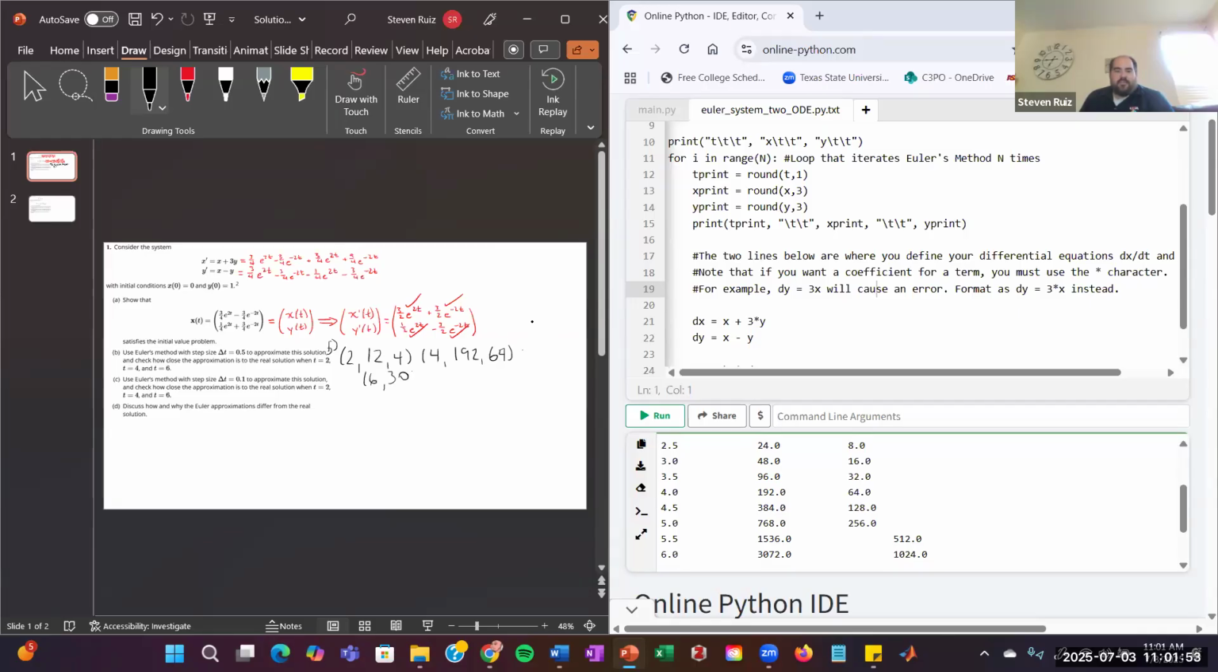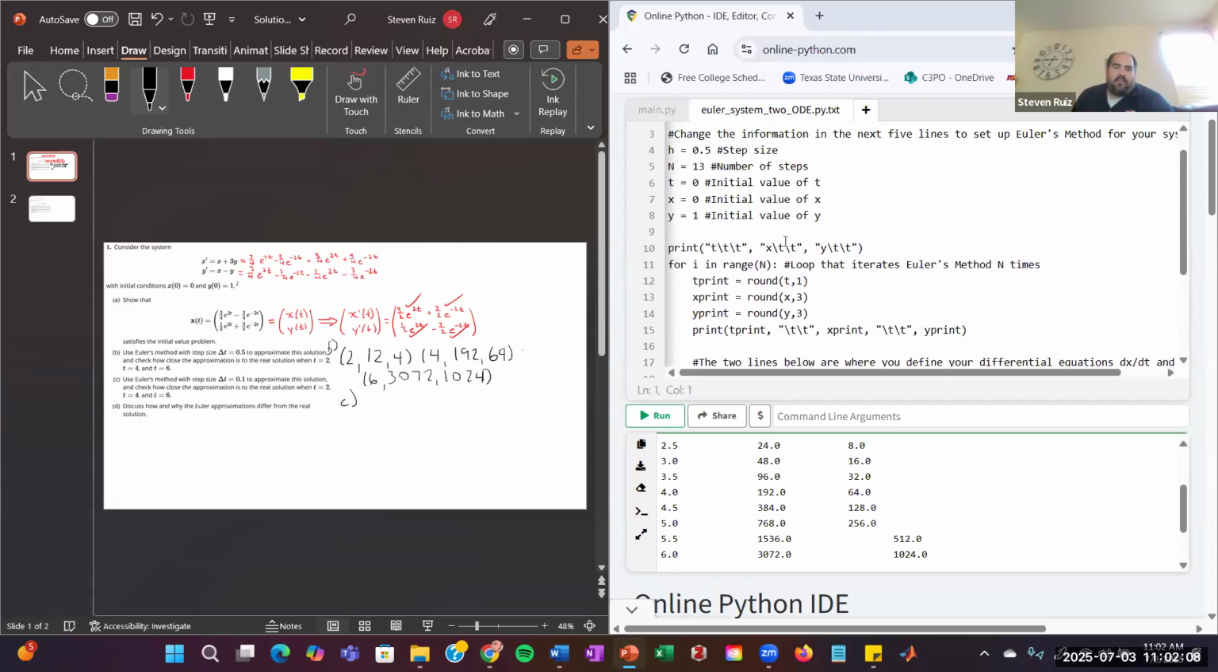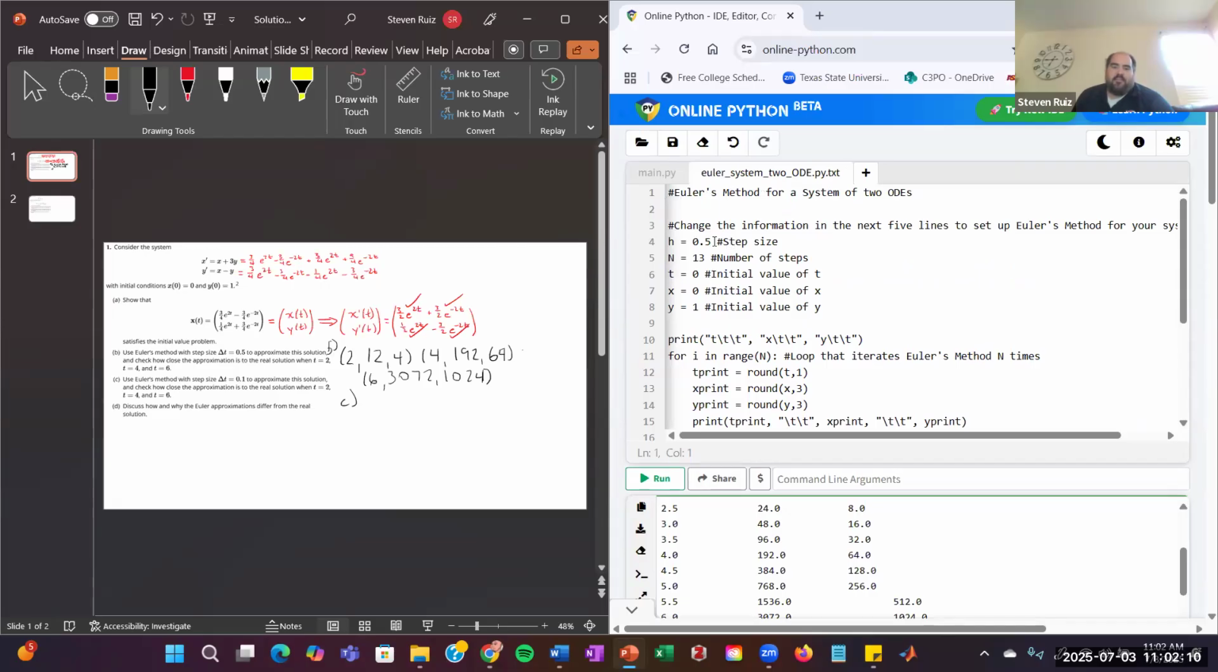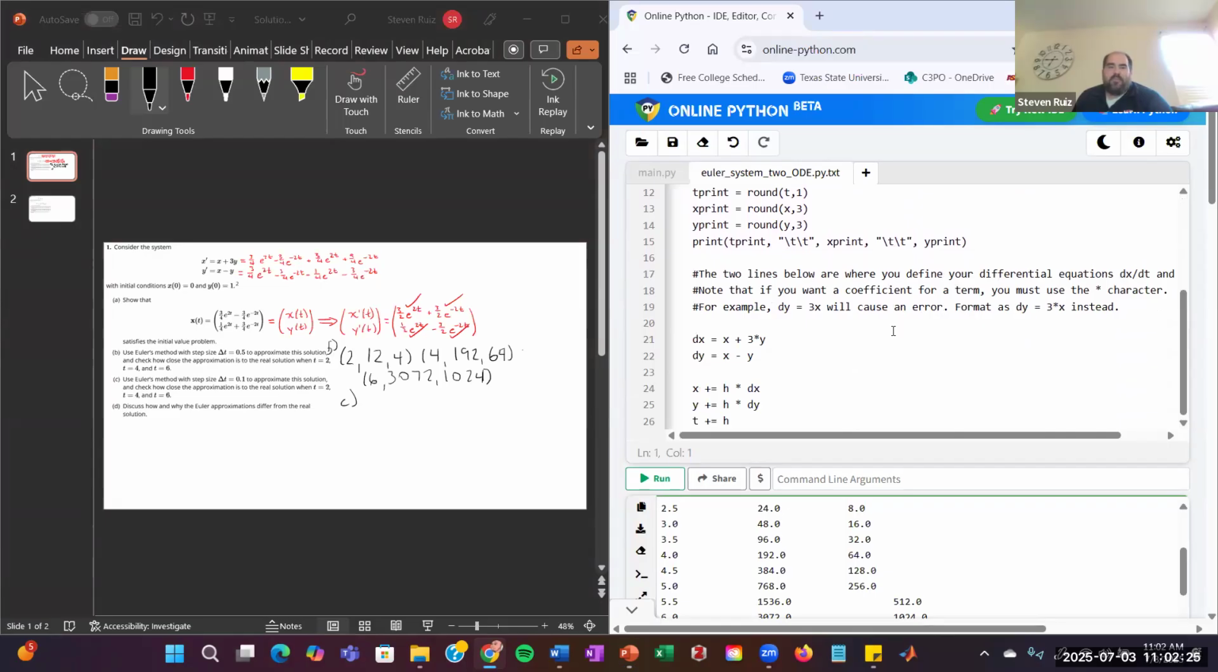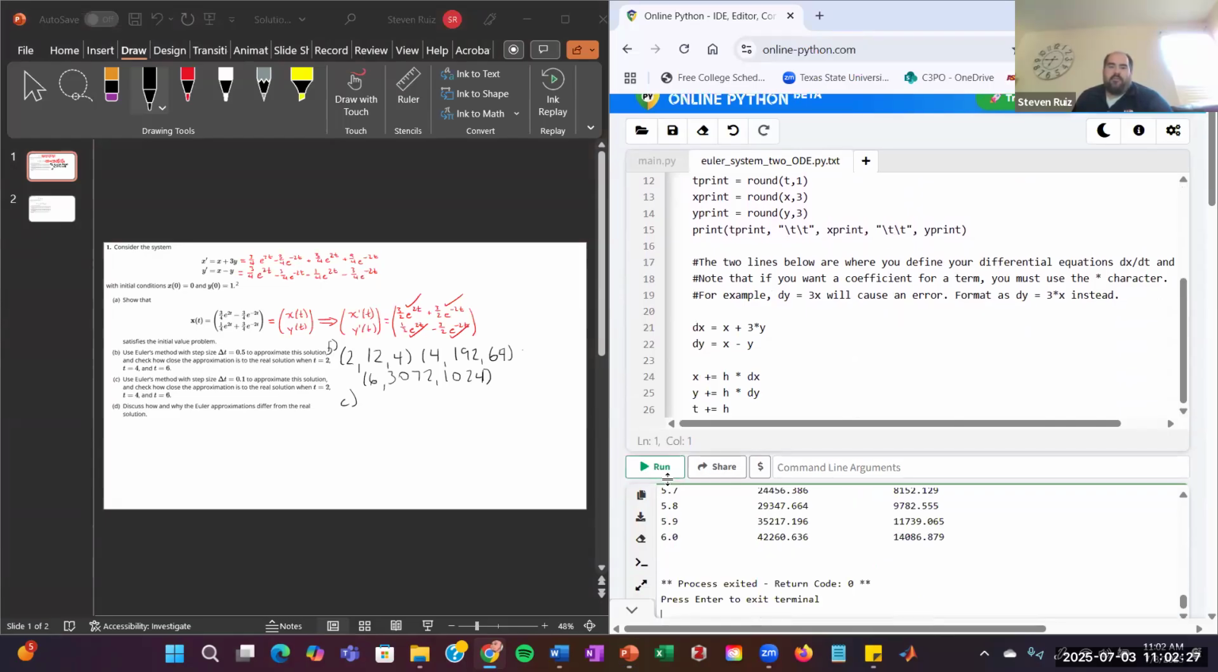3072, 1024. Okay, so that is for part B. Part C wants me to make the same approximations, but with a smaller step size. So I'm going to tighten this down to 0.1, which means I need to take more steps. 61 ought to do it. But the initial equations are the same, initial values are the same. So let's go ahead and rerun.